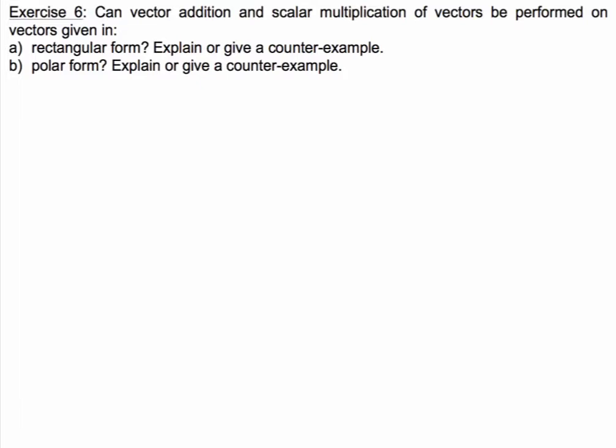In exercise 6, we are asked if we can perform vector addition and scalar multiplication for vectors given in rectangular and then in polar form. So for part A, let's consider two vectors.